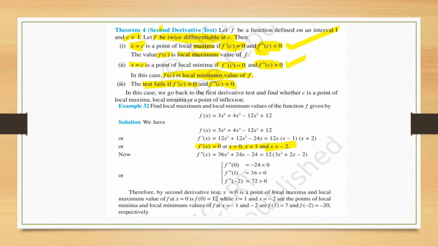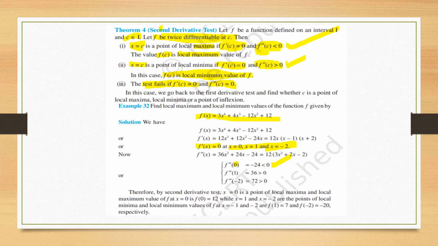So evaluate the double derivative. It is minus 24 at 0. At 1 the value is 36, which is positive, and at minus 2 it is 72, which is positive. So what do I conclude? By the second derivative test, x equals 0 is a point of local maxima. It's a reverse process: the second derivative should be negative, then it is maxima. The local maximum value I will obtain by putting 0 for x not in f dash x or the double dash, but in f of x.